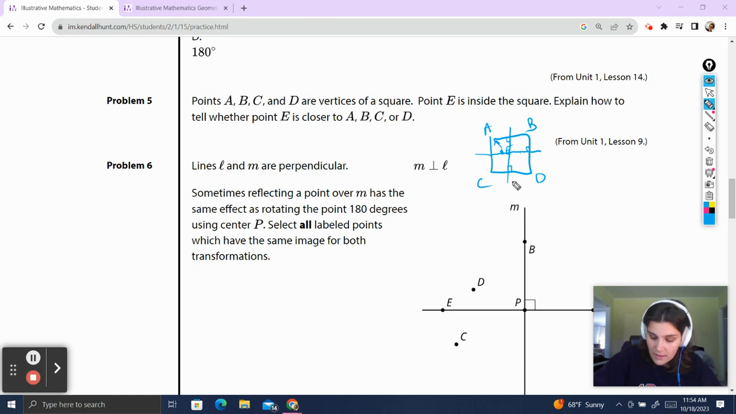But the easiest way here would be to split it into 4 quadrants and identify which quadrant point E is in, and it will tell you which vertex it is closer to. Now in my example, E happens to be closer to A, but it doesn't specify where E is. So you're describing the process, not necessarily the actual vertex that E is closest to.